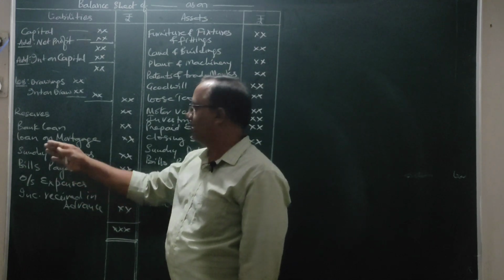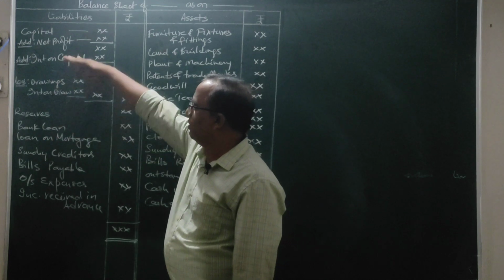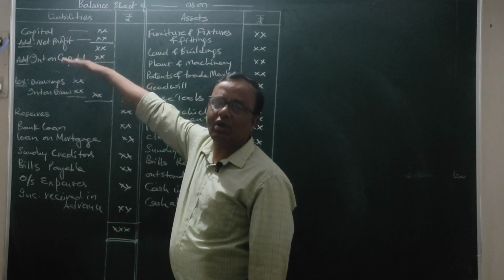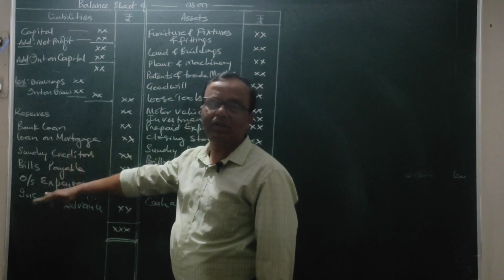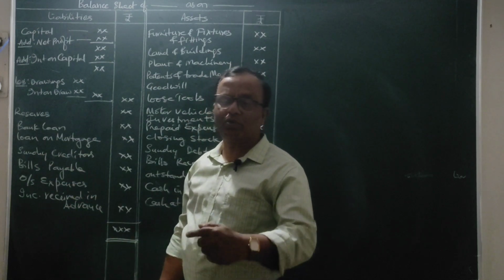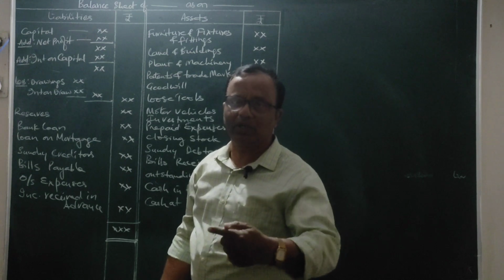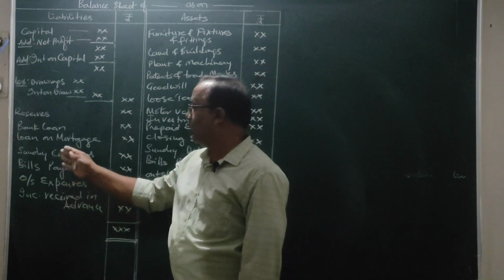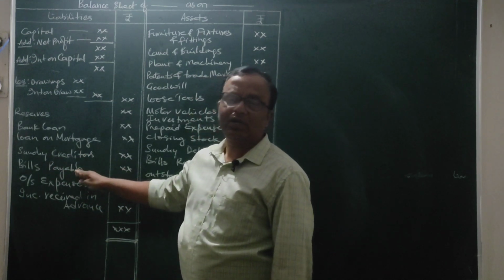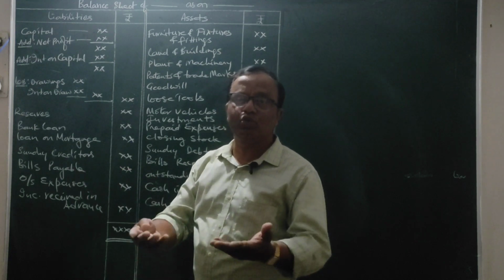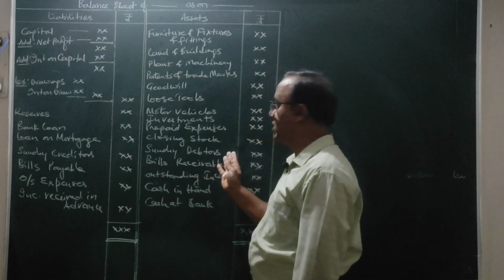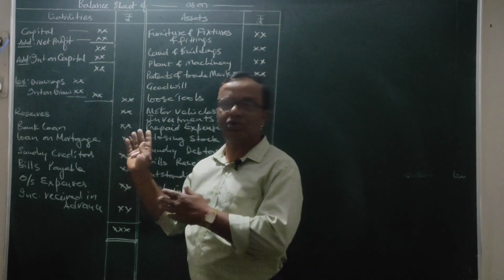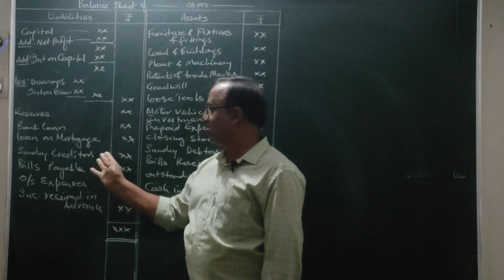Then sundry creditors. Up to this, more or less, their period is longer; they will be retained in the business for a longer duration. But these are all current liabilities. Current liabilities means liabilities which have to be met within a period of 12 months. In the coming 12 months, you are supposed to pay it. What are those? Sundry creditors. Creditors are the people to whom our business owes money. Just like sundry debtors are there, here sundry creditors. These are the monies which our business is supposed to pay to outsiders. It is a current liability.